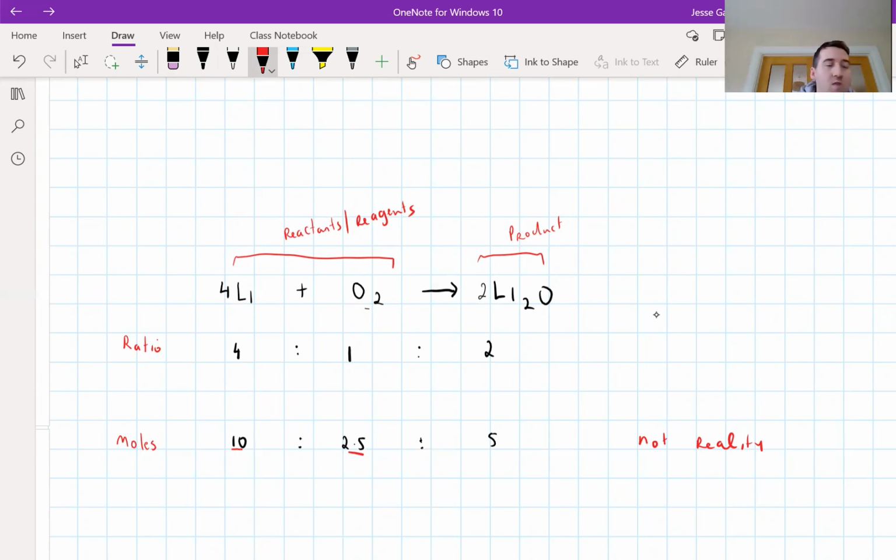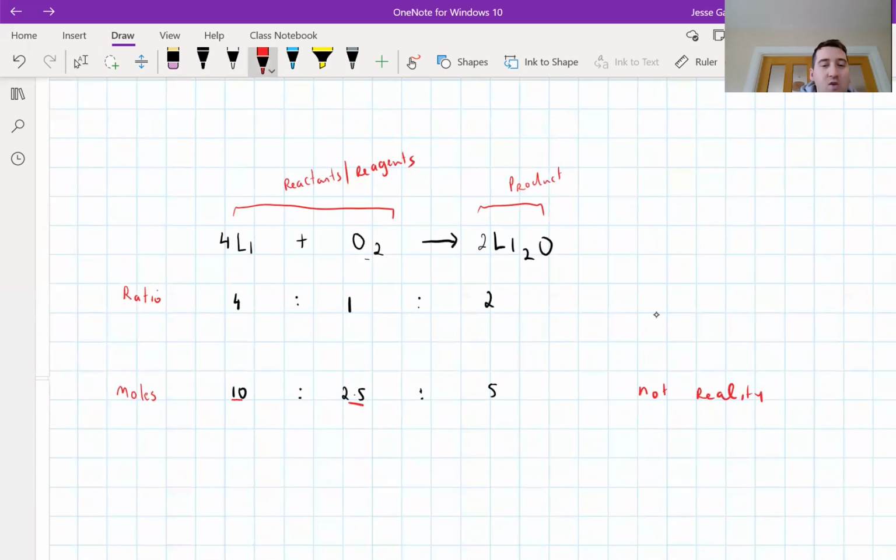So let's just say we put in exactly 10 moles of lithium, but instead of 2.5 moles of oxygen, we put in a little bit extra. So we put in 2.8 moles. And this is more along the lines of what would really happen in a real life example. You might put in an exact amount of something and a rough amount of something else. You're not really putting in exact amounts when you do a chemical reaction.